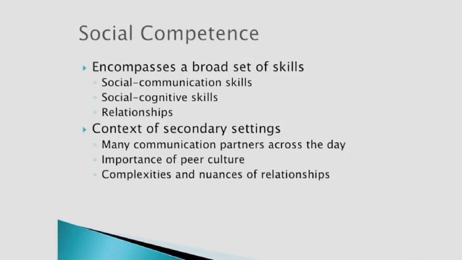Social competence, as you know, encompasses a broad set of skills: social communication skills, social cognitive skills, relationships, determining what type of relationships. There are lots of different types of relationships out there. And then, of course, the context in secondary settings is quite unique. Many high school students experience many different communication partners across the day, much more than, say, a child in elementary school.